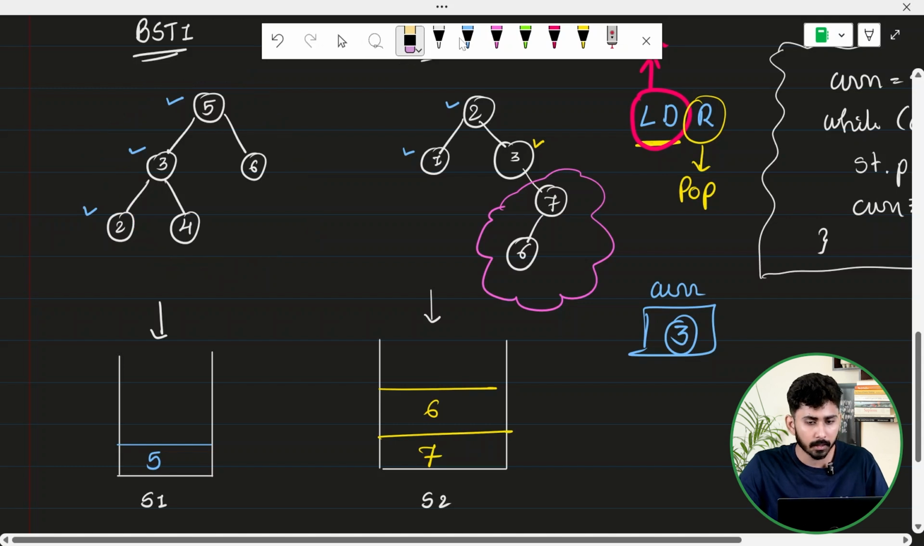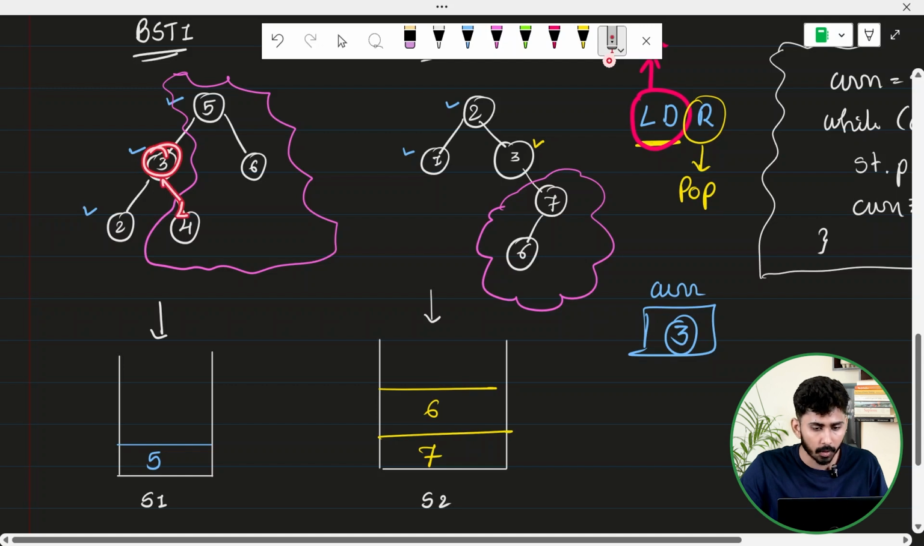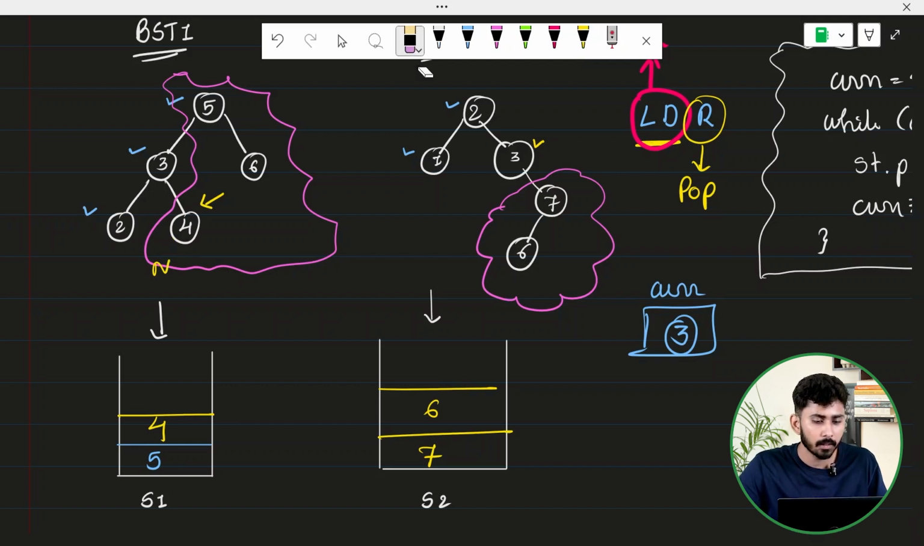Now 3 has been inserted inside the output. So what is remaining? This many elements are remaining. So the right subtree of 3 is what? 4. So for this right subtree, I will be inserting left and the root node inside my stack data structure. So I'll move over here. This is my root node, so insert 4 inside my stack. Now move to the left hand side, but the left hand side is nothing. It is null. So I'll not be able to insert anything. So I have taken care of the right subtree of 3.